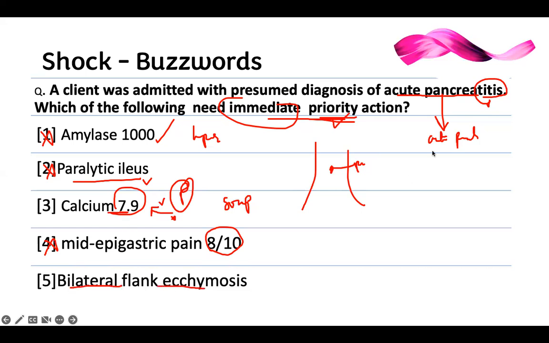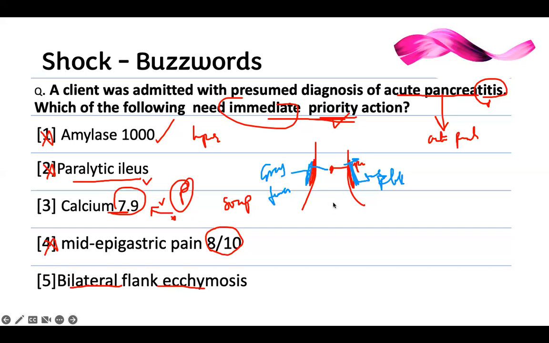Bilateral flank ecchymosis. So there's ecchymosis here. There's blue here, there's blue also here. That's ecchymosis. We have blue color, bruises here. So there are two bruises, which is ecchymosis on both flank areas. This is dangerous. That is hemorrhage. This is what we call Grey Turner's sign. The pancreas is located in your back, in the retroperitoneum. So when they bleed, it tracks towards the back and goes to the side of your abdominal wall.